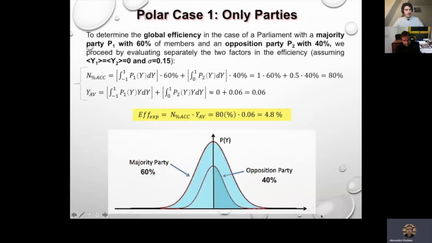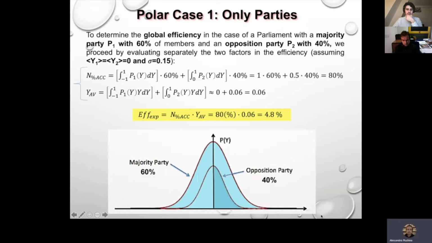Considering firstly a parliament with only the two parties, a majority P1 with 60% of members and an opposition P2 with 40%, we can evaluate separately the two factors in the efficiency, assuming a standard deviation of 0.15. Notice that the percentage of accepted proposals is quite high, while the average social gain is relatively low. The resulting global efficiency is therefore given by their product, and this is relatively low too, equal to 4.8%.